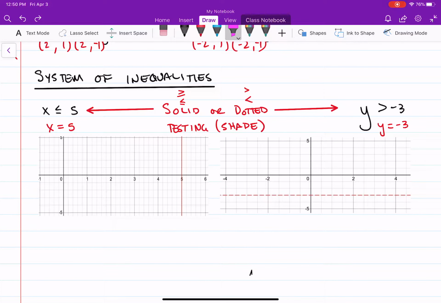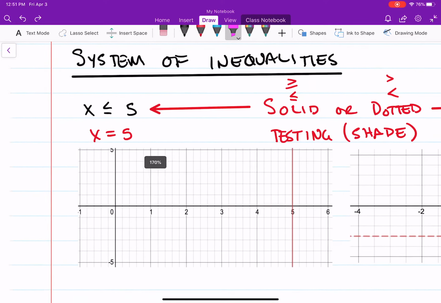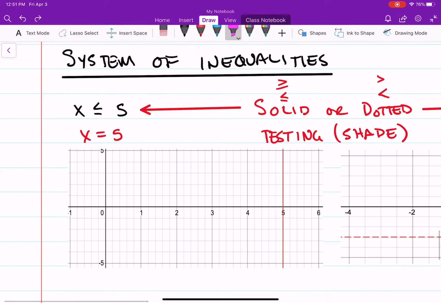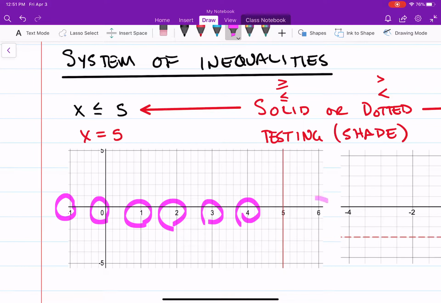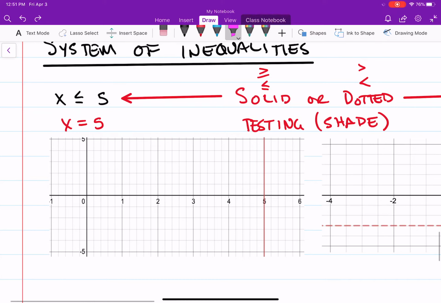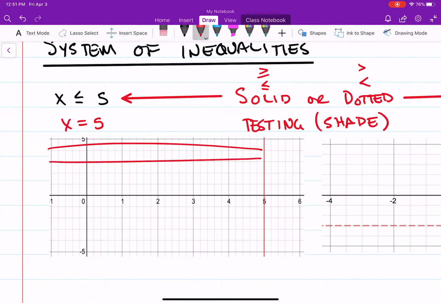Question is which way to shade. Now, typically with these, you won't need to test anything. If I look at this vertical line right here, I know that everything on the left side of x equals 5, all those x values, are going to be less than 5. The 4 is less than 5, 3 will be, 2 will be, 1 will be, everything will be. But to the right is not less than 5. So that tells me that I would want to shade in this direction.